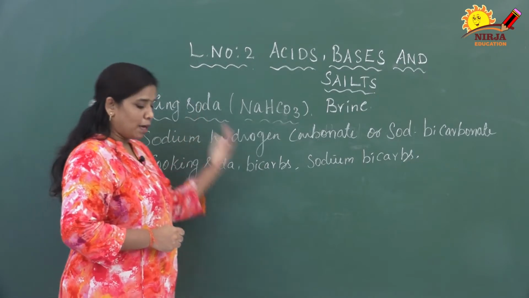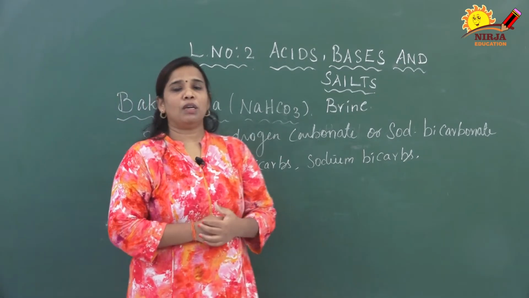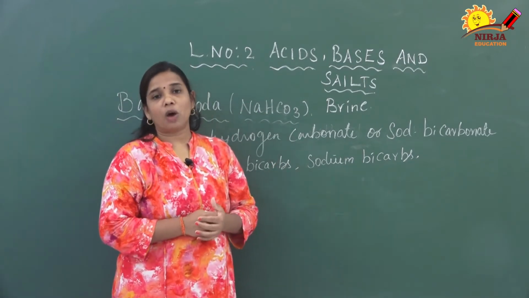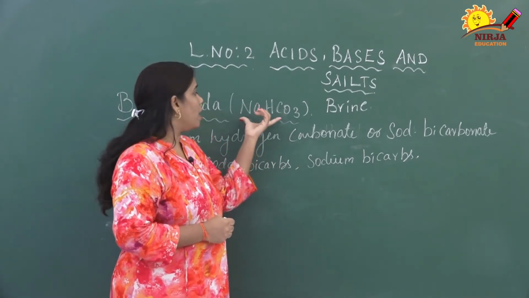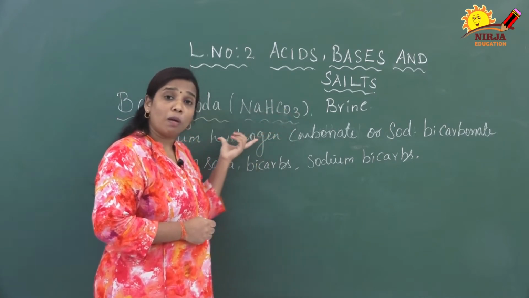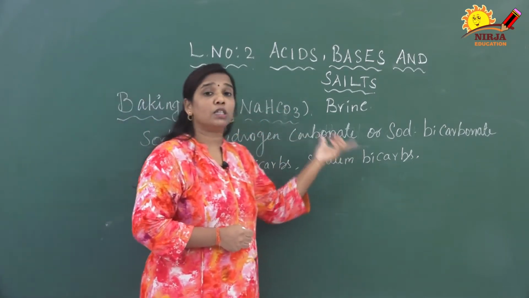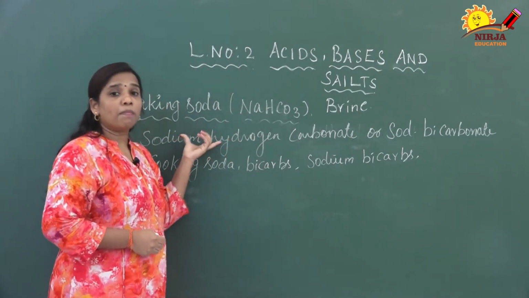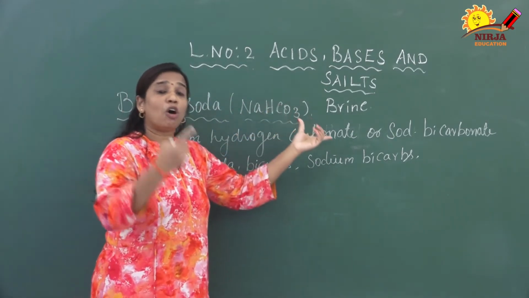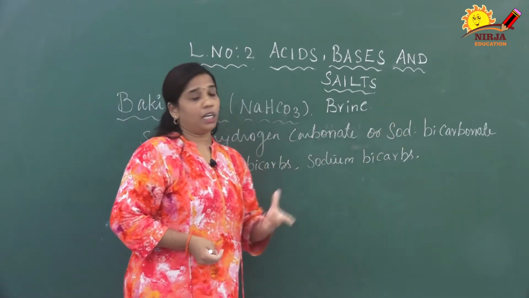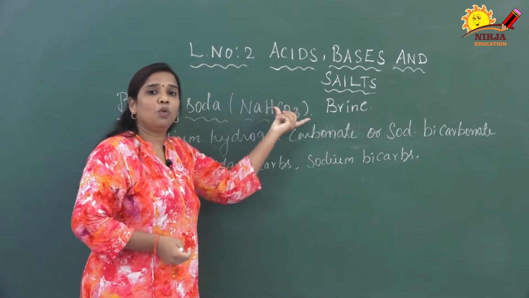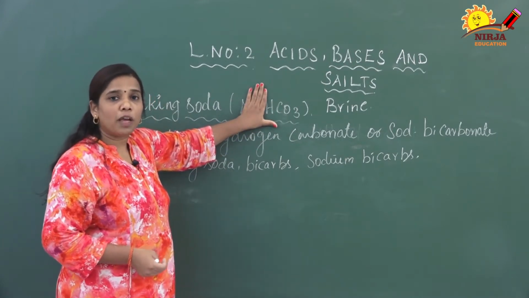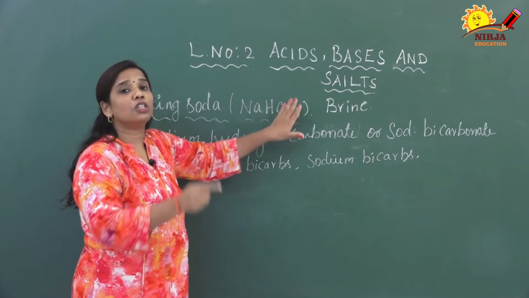What is meant by baking soda? What is the chemical name of baking soda? The chemical name of baking soda is sodium bicarbonate or NaHCO3. That is the formula, NaHCO3. This sodium bicarbonate we can also call sodium hydrogen carbonate. So the chemical name is sodium hydrogen carbonate. We can also call it sodium bicarbonate. Formula NaHCO3. So Na for sodium, HCO3 for bicarbonate. That's why I am saying it is sodium hydrogen carbonate.